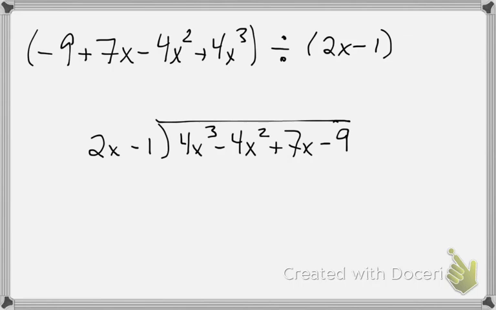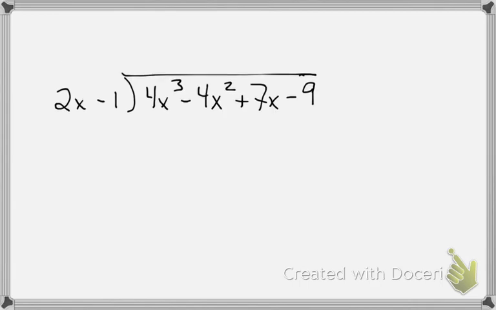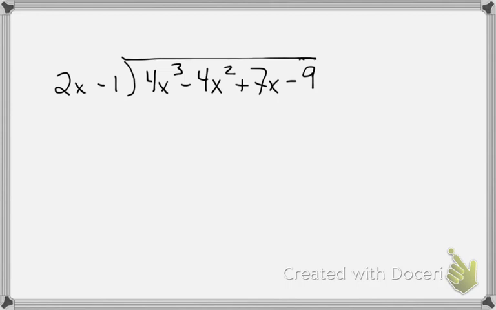All right, so once the setup is good, and we know we're not missing any terms right now. I've got an x cubed, an x squared, an x, and then a constant, so nothing missing yet. How do we do it? Yep, we start at the start. That's a good place to start. How many times will 2x go into 4x cubed?